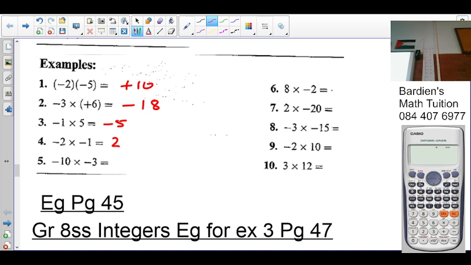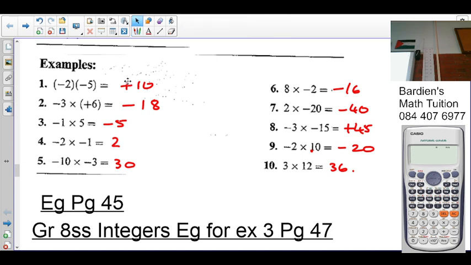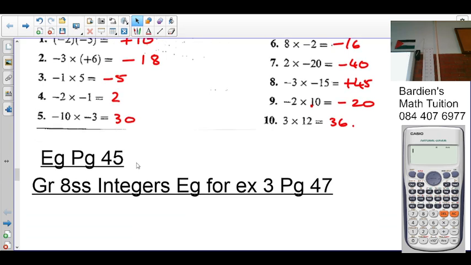Number 5. Negative 10 times negative 3. Positive 30. The next one? Negative 16. Positive 2 times negative 20. Negative 40. Negative 5 times negative 15. Positive 45. Negative 2 times 10. If there's no sign here, then what sign is there? Positive. 3 times 12 is 36. Okay, you guys understand? Yes. Any confusion? Let's carry on.